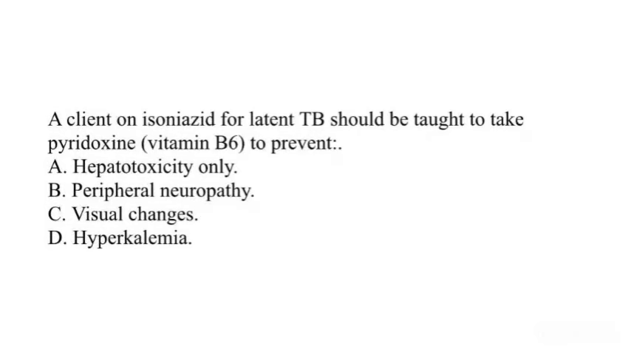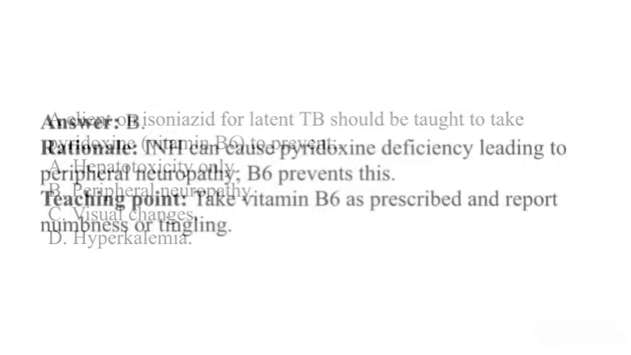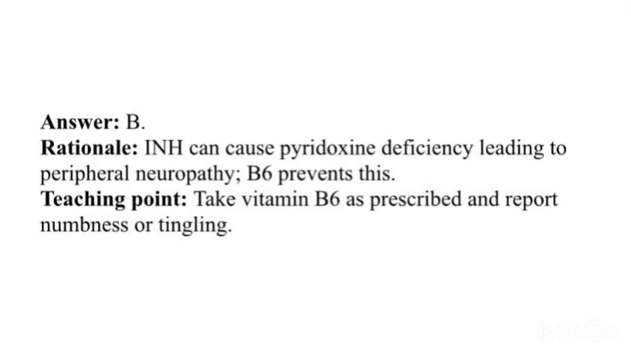A client on isoniazid for latent TB should be taught to take pyridoxine, vitamin B6, to prevent: A. Hepatotoxicity only. B. Peripheral neuropathy. C. Visual changes. D. Hyperkalemia. Answer, B. Rationale: INH can cause pyridoxine deficiency leading to peripheral neuropathy. B6 prevents this. Teaching point: Take vitamin B6 as prescribed and report numbness or tingling.